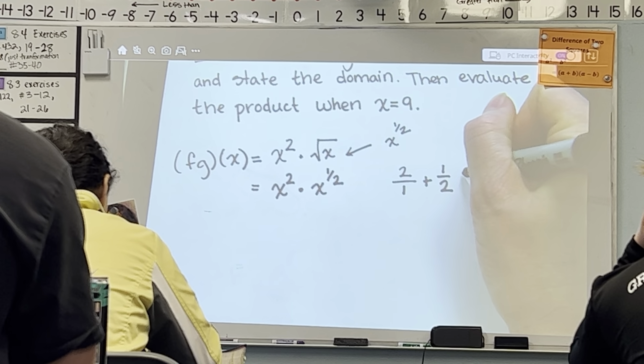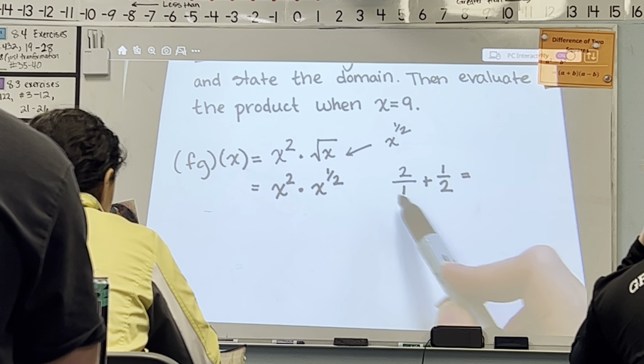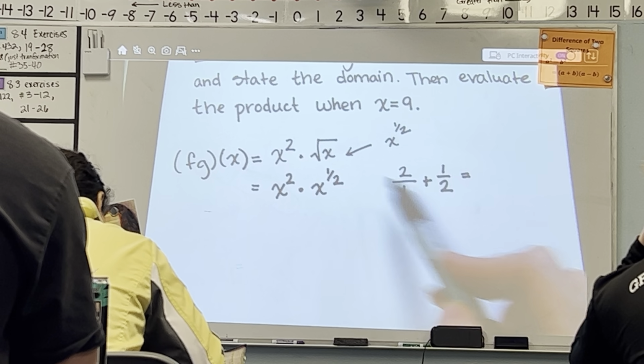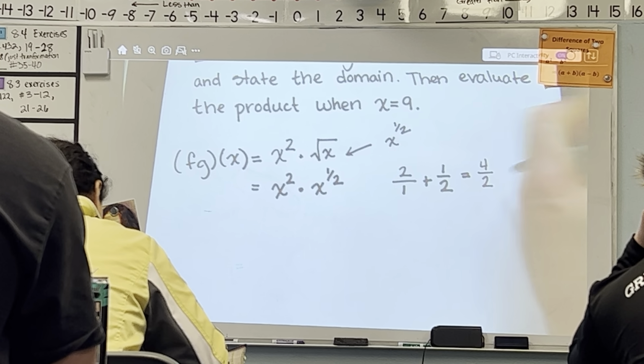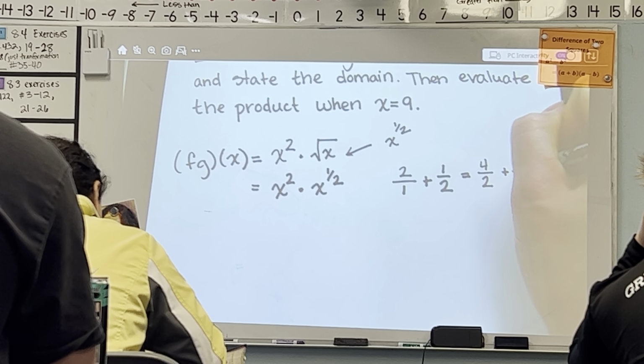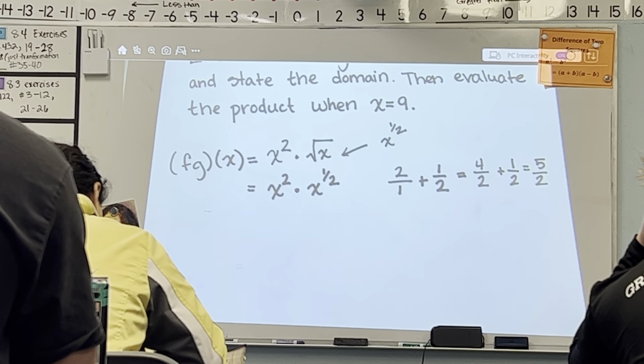Yes, I see what you mean now. So we have to have a common denominator to add those. Remember, we're adding 2 plus 1/2. So that would be 2 is the same thing as 4 over 2 plus 1 over 2, which is 5 over 2. Yes. So this becomes x to the 5 halves. Okay, so this is f times g of x. This is the first thing it asked us to find.